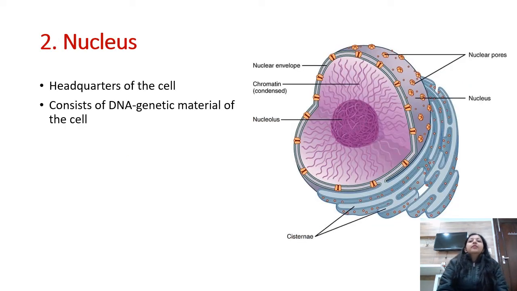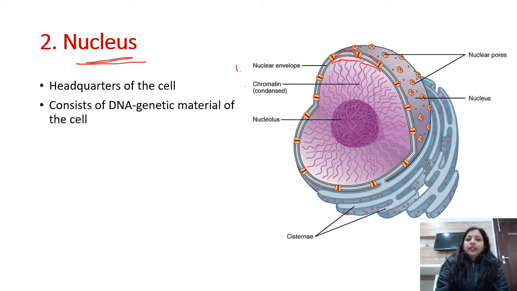Now the next component we have is the nucleus. Nucleus is called the headquarter of the cell. As you know, it is present in the cell and it guides the cell for its proper functioning. If we talk about its structure, it has 4 parts. First is the nuclear envelope. Nuclear envelope is actually a double membrane. As you can see in the diagram, it is 2-layered. It has an outer membrane and an inner membrane.